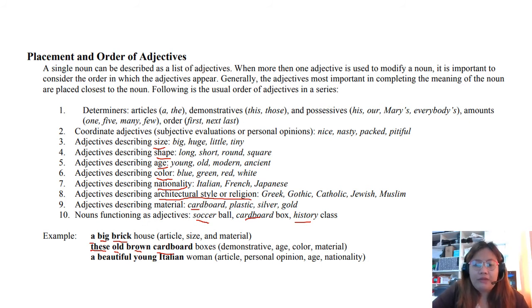And then a beautiful young Italian woman. So we have an article, a personal opinion. In this sense, this is a quality, a noun describing quality. And then young is age, Italian is a proper noun or a noun describing another noun. So please memorize this as this is very important. It comes up from time to time in any linguistic exams.